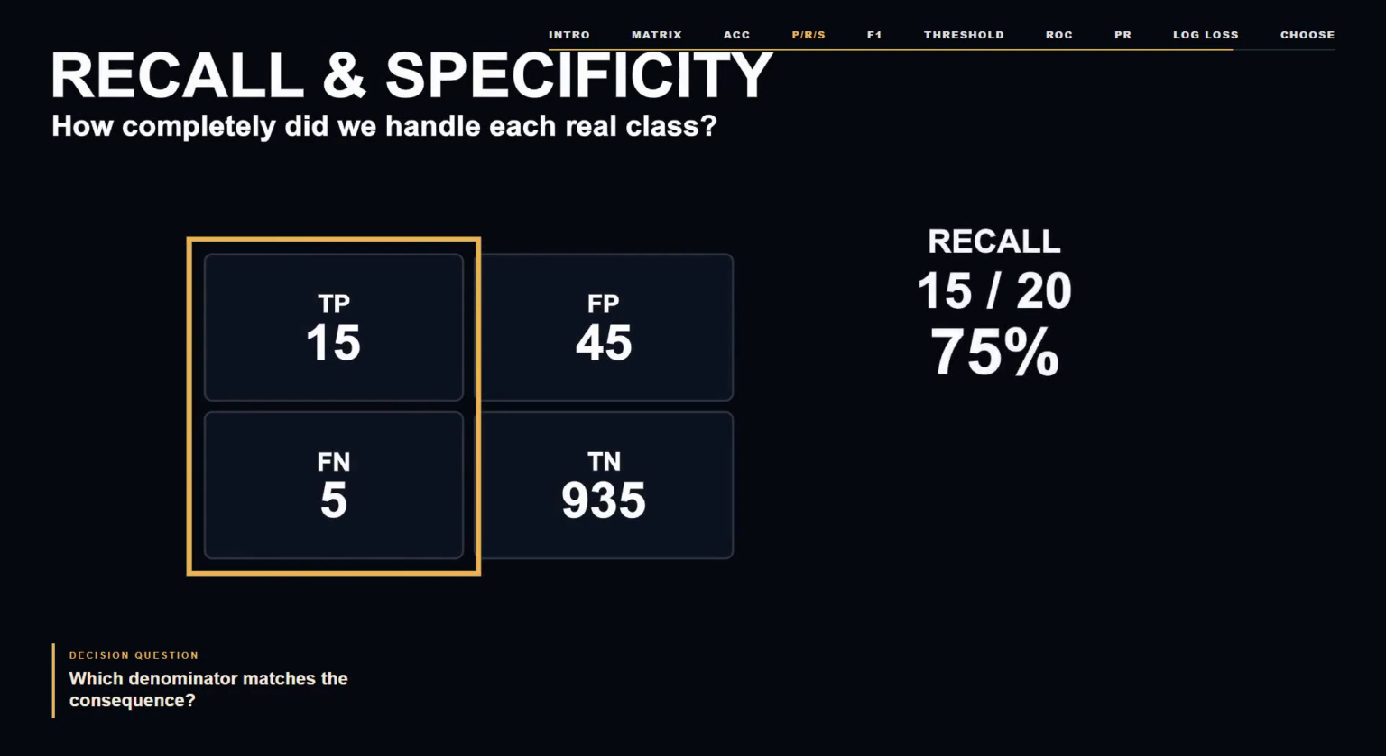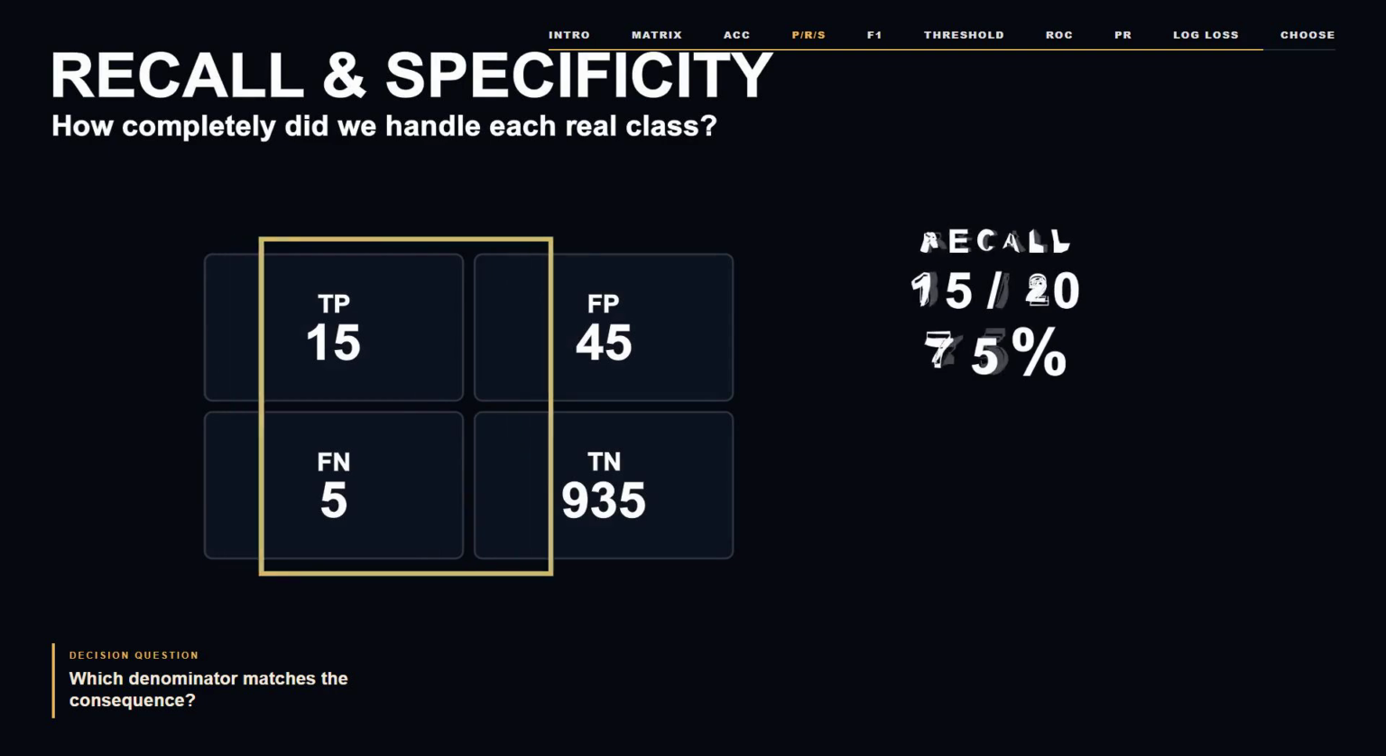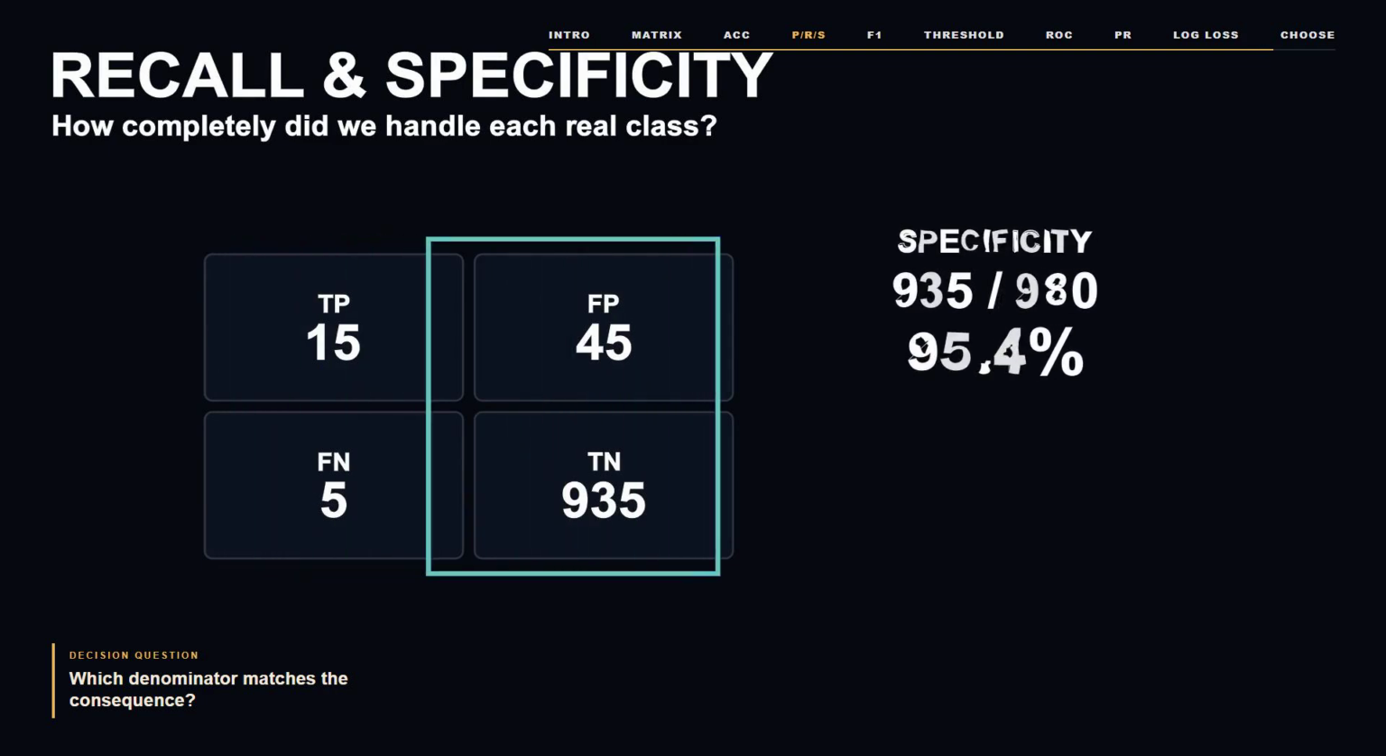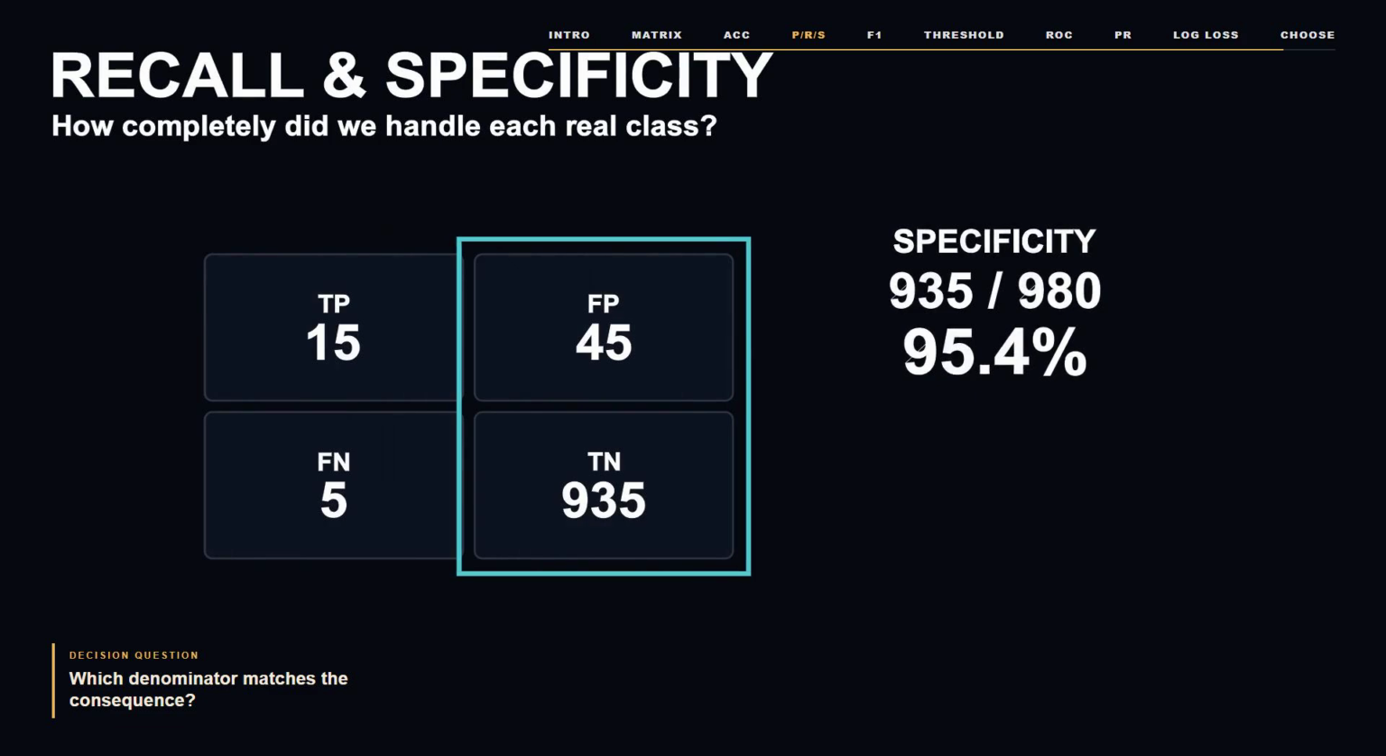Specificity mirrors recall for the negative class. Of all actual negatives, how many did the model correctly reject? Here, 935 out of 980 is about 95.4%. Precision asks whether alerts are trustworthy. Recall and specificity ask how completely each real class was handled.